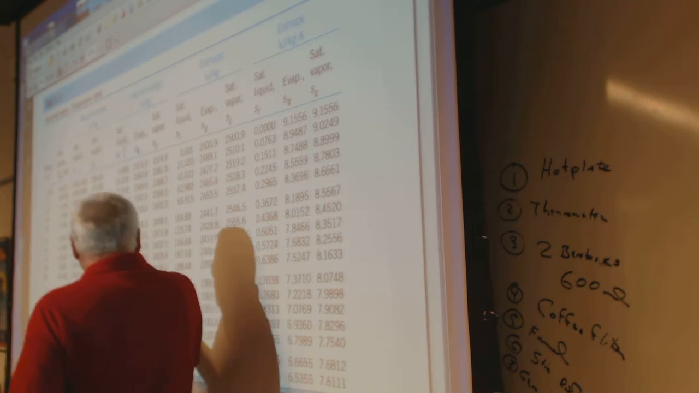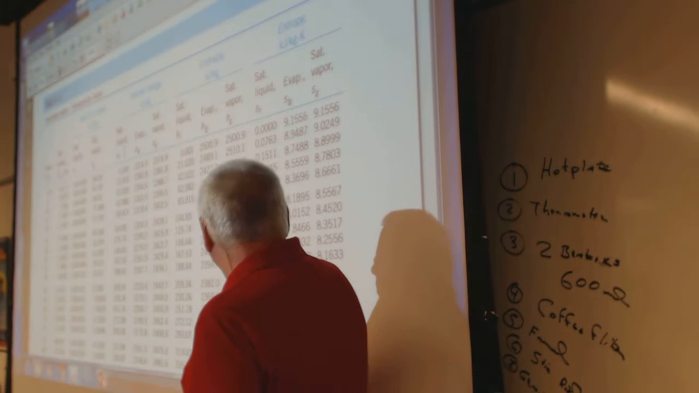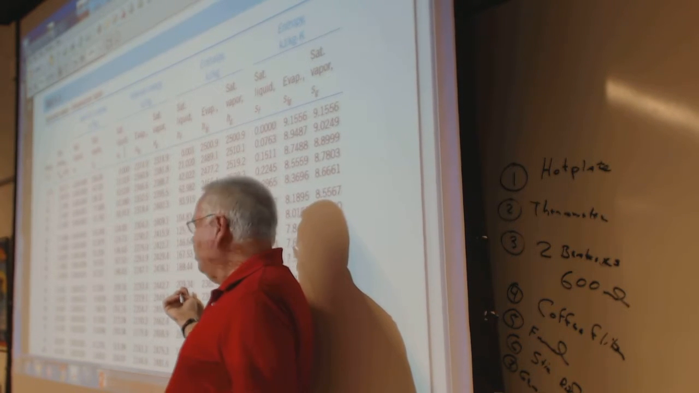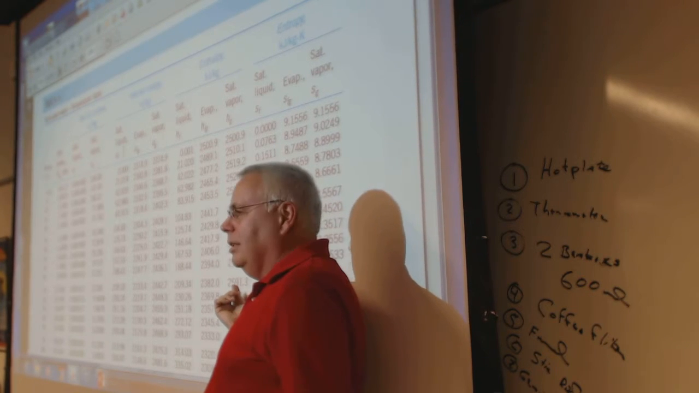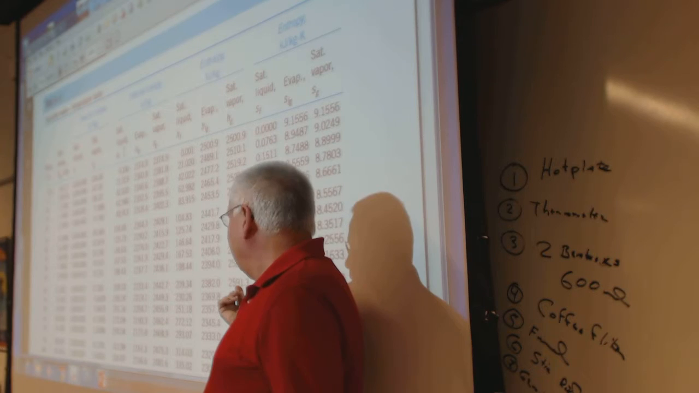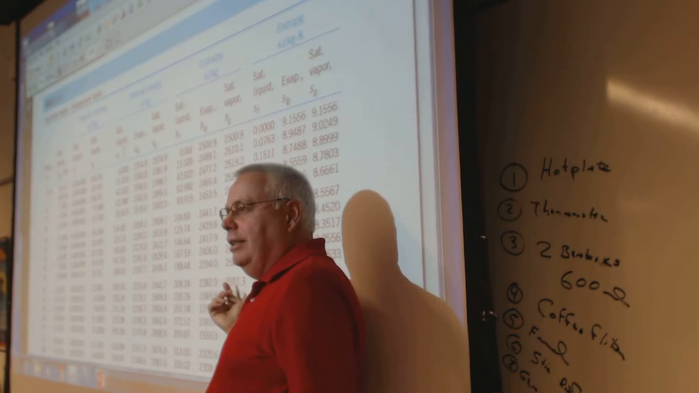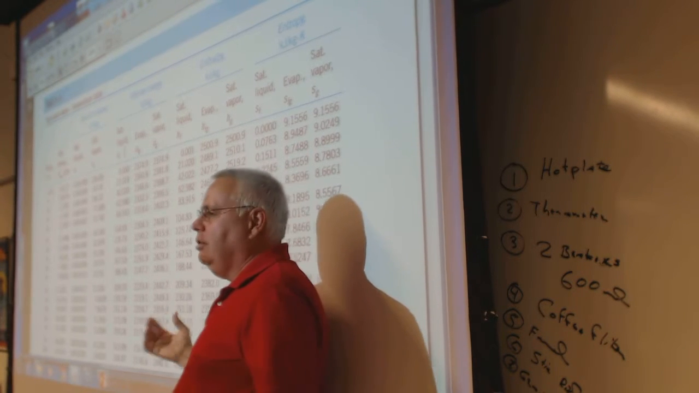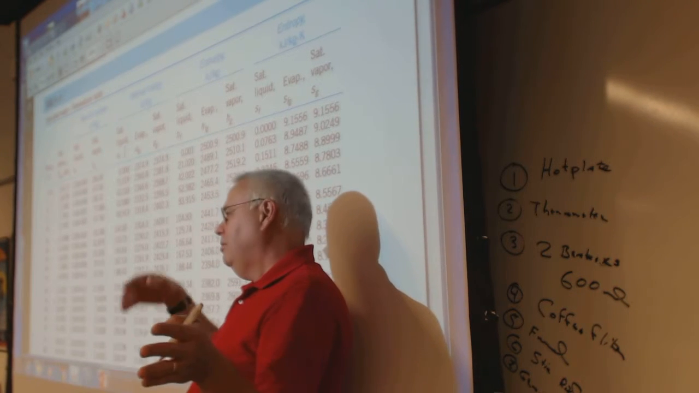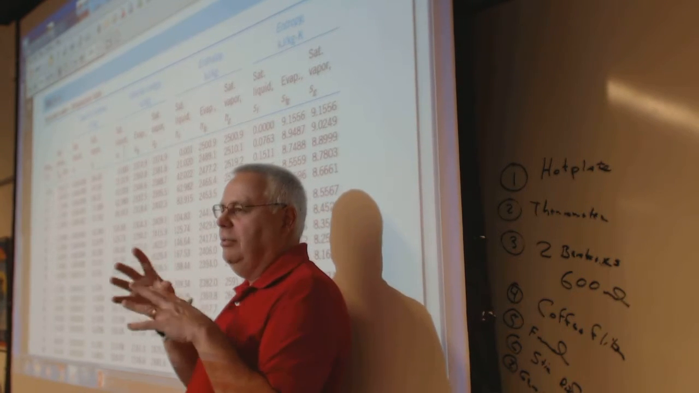Because it makes a huge difference. The difference between saturated liquid and saturated vapor is 200 times to 2600, that's more than 10 times difference. And you need to know where you are in that range. So the quality tells us where we are. It's either saturated liquid, saturated vapor, or the mixture. And most of the time, it's a mixture.